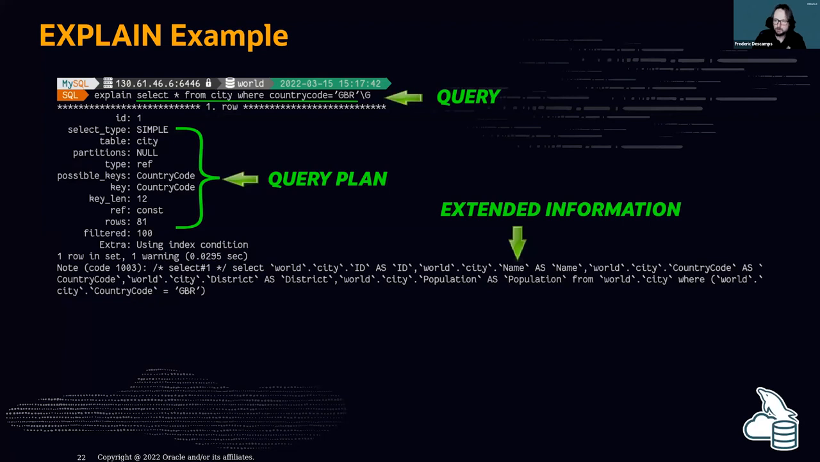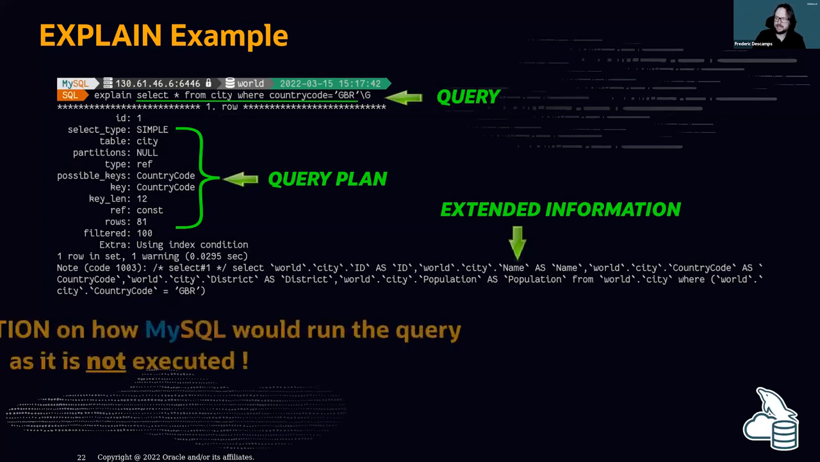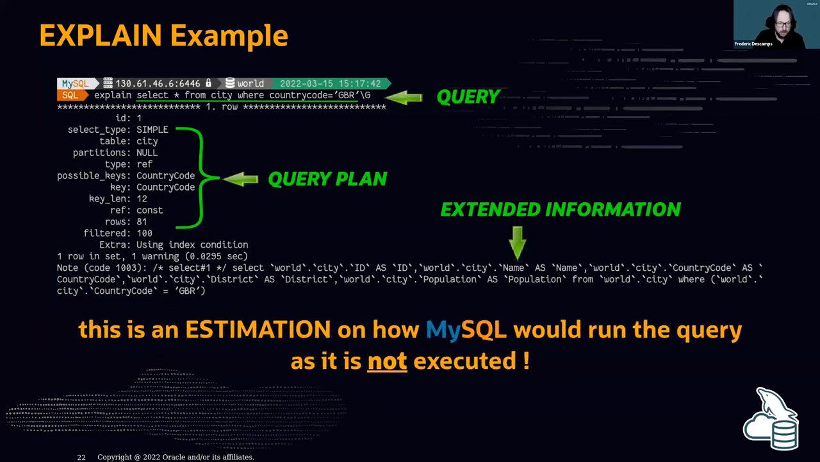So for this query, what we can see is that there is no partition. There is one table, which is city. There are some indexes. There is only one index that we can use, which is CountryCode, and we are using CountryCode. And we're going to return 81 rows for it. This is the query plan. But like I said, this is an estimation of how MySQL would run the query, because the query is not executed, right? So this is just how the optimizer would run the query.